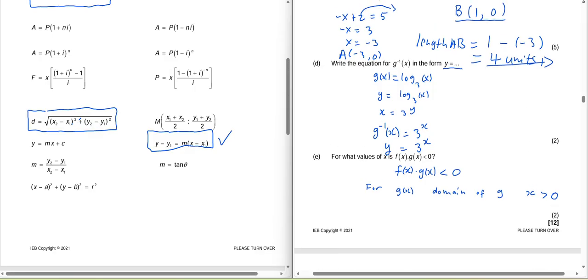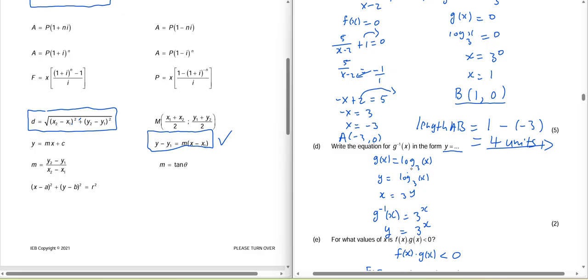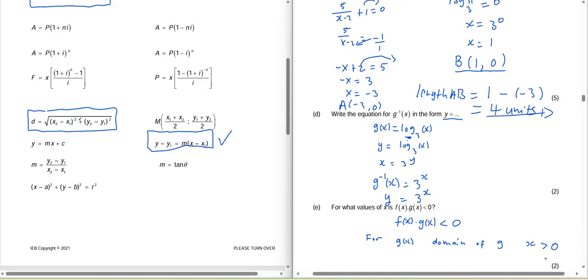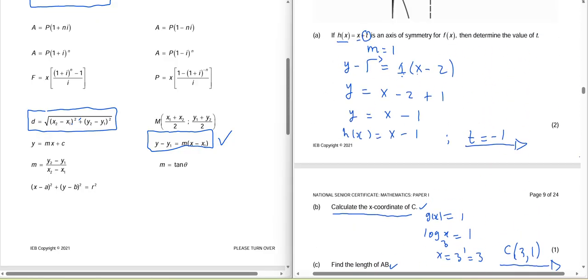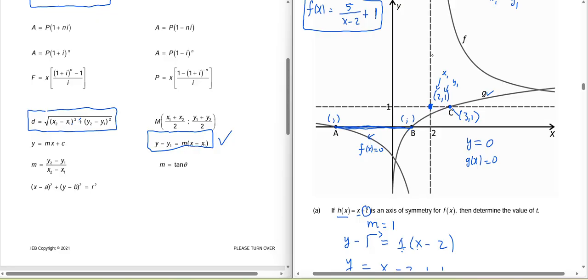Why are we saying that? Because remember, g of x, it's a log graph. Whenever you put a log of a negative number, it will not exist. So what that means is that the domain of g is for x greater than 0, but then let's look at the domain of f. The domain of f, we are looking at the asymptote, which is at 2. So we are saying x less than 2 or x greater than 2. That is the domain of f.